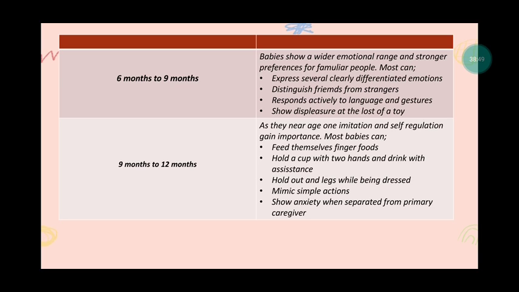For 9 months to 12 months, as they near age 1, imitation and self-regulation gain importance. Most babies can feed themselves finger foods. They can hold a cup with 2 hands and drink with assistance. They can hold a cup once they drink, but we still need to assist them. Then they hold out arms and legs while being dressed, mimic simple actions, imitating your movements, and show anxiety when separated from the primary caregiver.